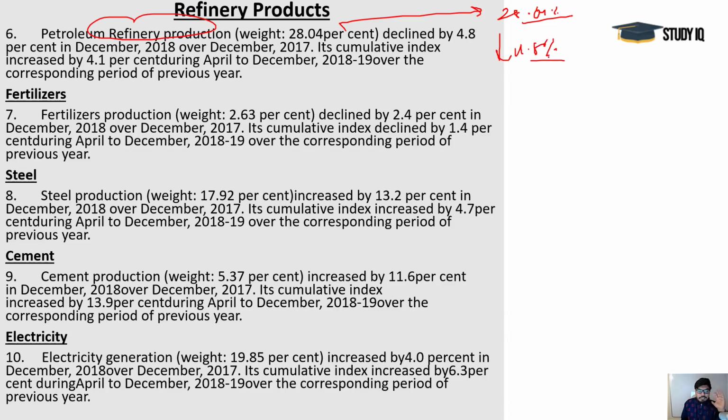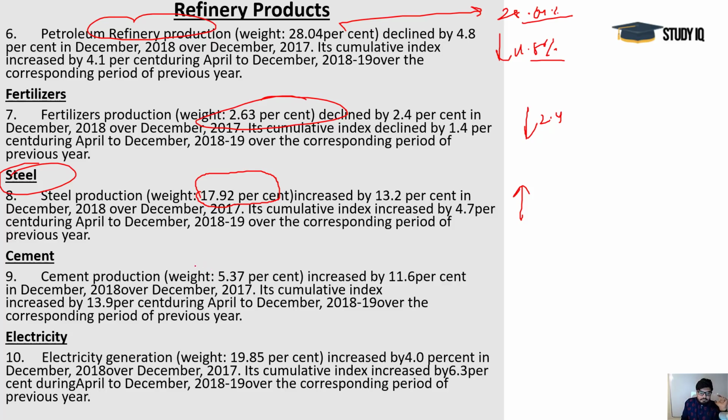So it's a decline for this. Fertilizer, which has the lowest percentage of 2.63% only, declined by 2.4%. So it was a decline here again. And next is steel. You see, steel recorded a decline for 2-3 years from the starting tenure of this government because of Chinese dumping of steel. But for the last 2 years, it has been getting some growth, and it increased by 13.2%. It was a major increase from last year's data. This steel has 17.92% weightage in the core industries.